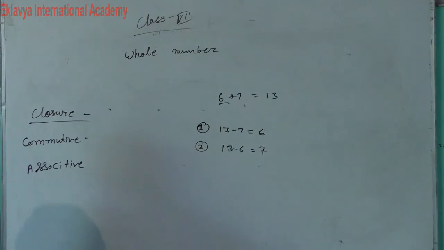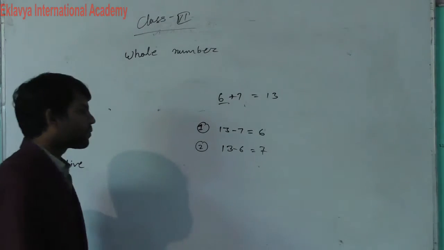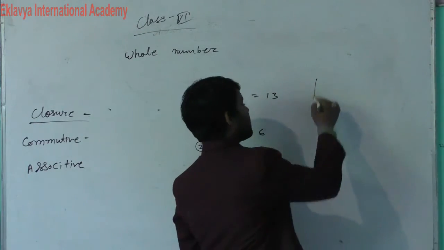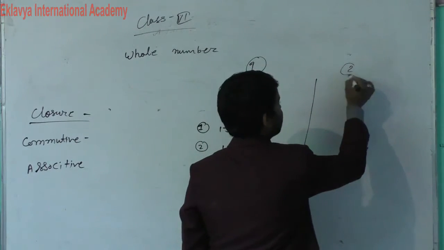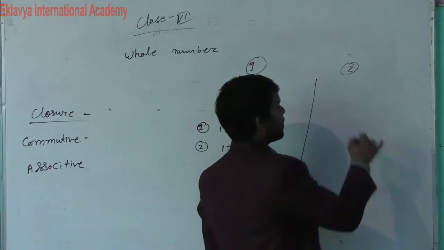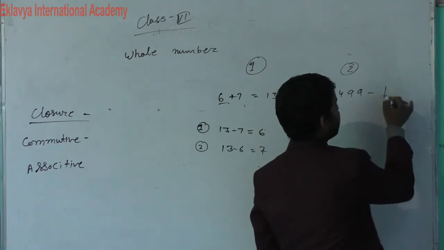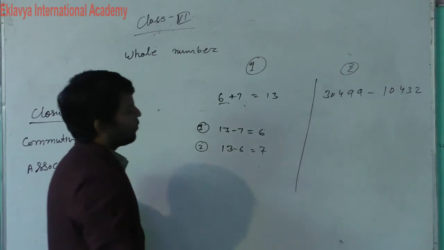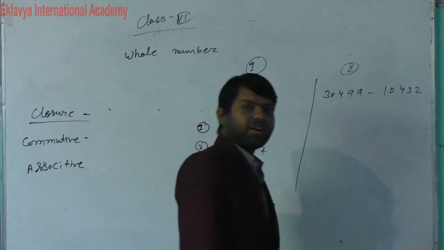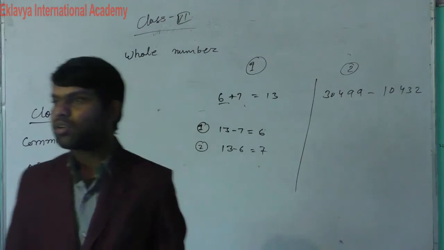Second question: we want to subtract some numbers and check the result correspondingly. Then we take an example, it is our first question. Now the second question: we want to subtract 30499 minus 10432. We subtract these two numbers and we also want to check our answer by addition. So how will we do it?